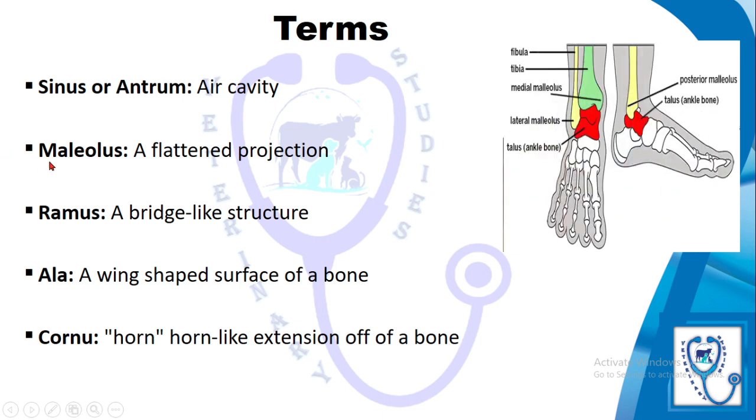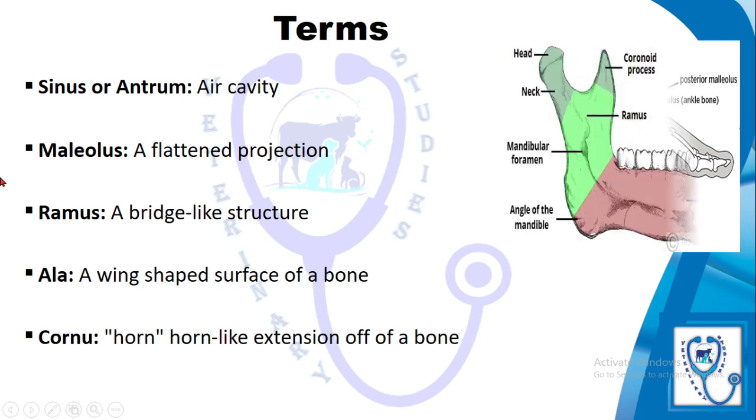Malleolus. The term malleolus denotes any flattened projection. This is a picture of a human foot. These are the tibia and fibula bones. At the distal end of a tibia bone, there is a flattened projection on the medial side, which is known as the medial malleolus. Whereas at the distal end of a fibula bone, there are two lateral and posterior flattened projections called the lateral malleolus and posterior malleolus.